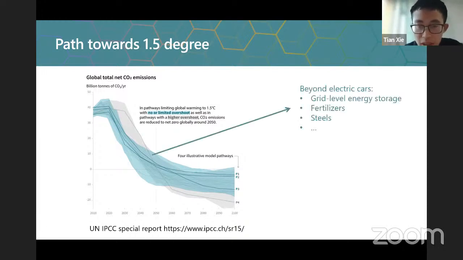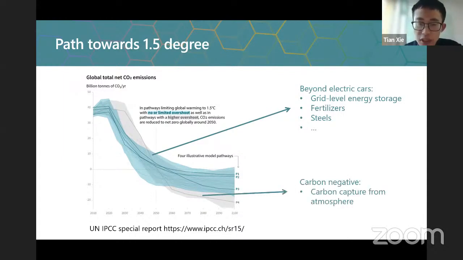First, we need to go beyond electric cars to significantly reduce carbon emissions over a broad set of sectors around society, which means we need grid-level energy storage to utilize the solar and wind power generated from renewable energy. We need to reduce the carbon emissions from the production of fertilizers, steel, and many other sectors in society. And in all these projections, it requires a certain degree of carbon negative technology, meaning we need to be able to do gigaton-scale carbon capture to suck CO2 out of the atmosphere in order to achieve this 1.5 degree increase in global temperature.